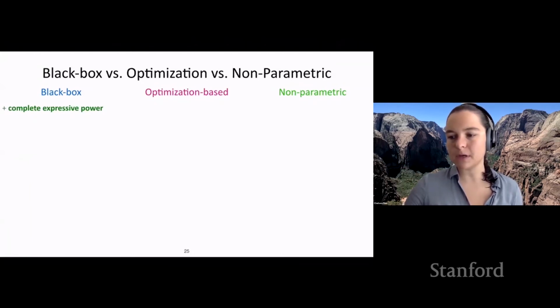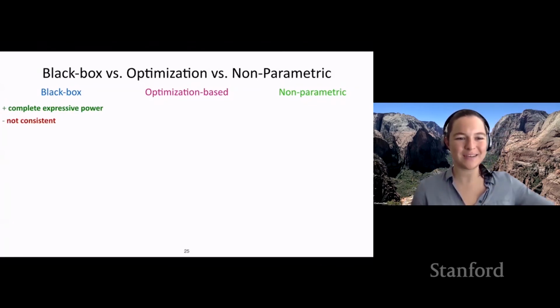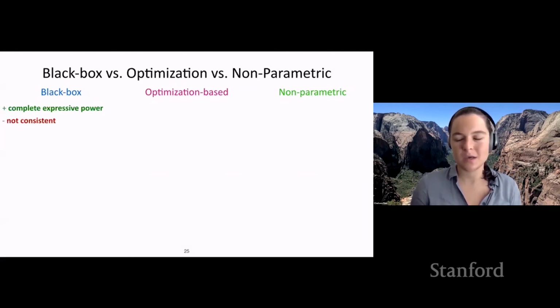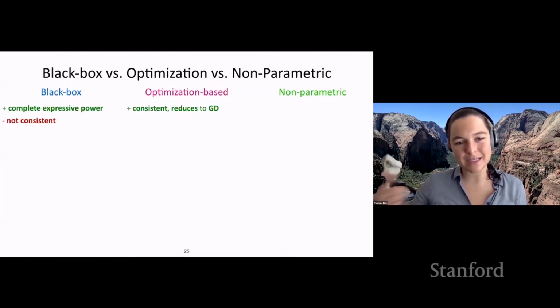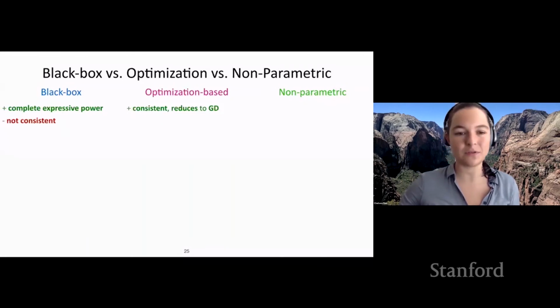metrics? So black box methods have complete expressive power if you have a big enough recurrent neural network, but they aren't consistent. If you pass more data into your RNN at test time, it may not continue to improve. There's nothing to guarantee that it's actually descending on some objective per se. Optimization-based methods, they are consistent. Because you're running gradient descent, in expectation, you can expect your loss to go down over time with gradient descent.